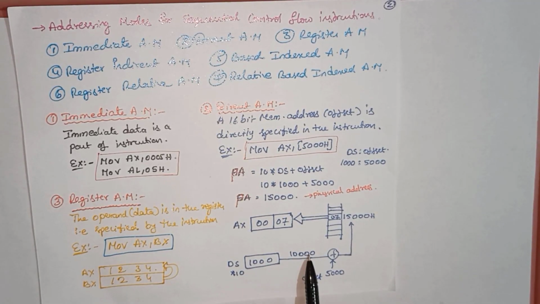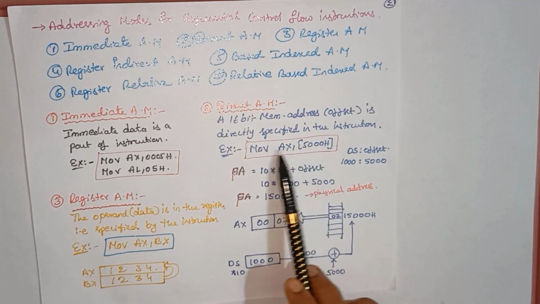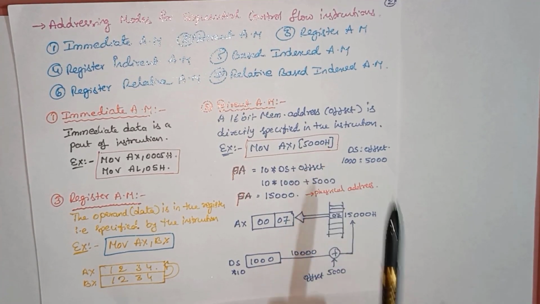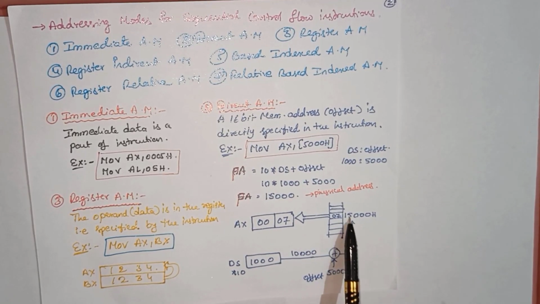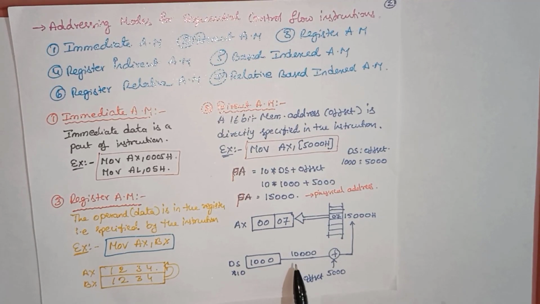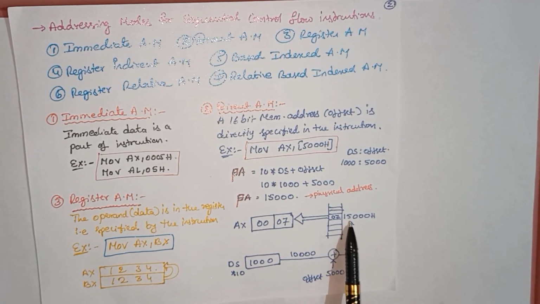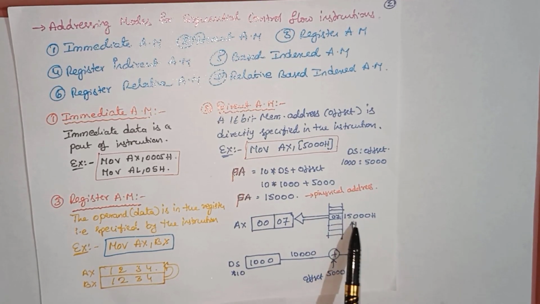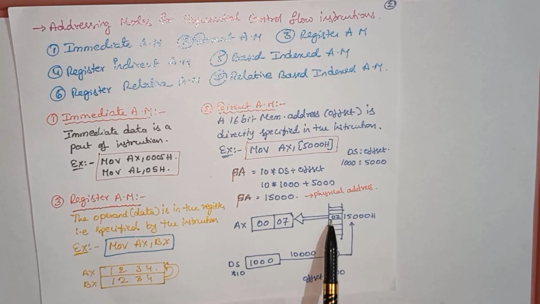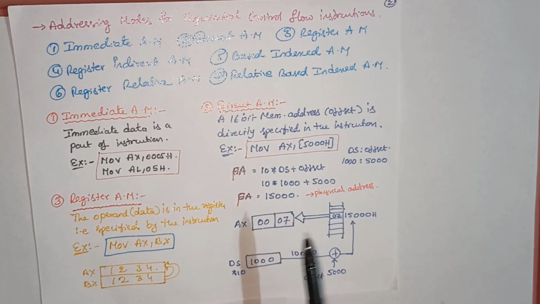So this base address will be added to the offset address, whatever the address mentioned directly in the instruction. Then it generates the physical address of the data, 15000. Add 10000 to offset address 5000 that is mentioned in the instruction. Then it generates physical address 15000. At that address, whatever the data is present in the memory, that will be transferred to AX.